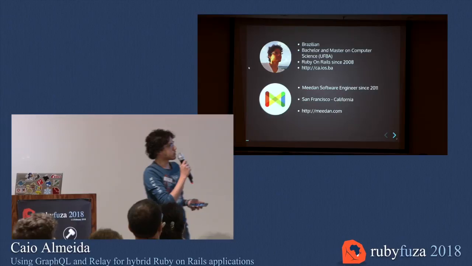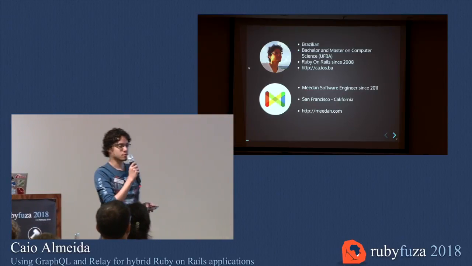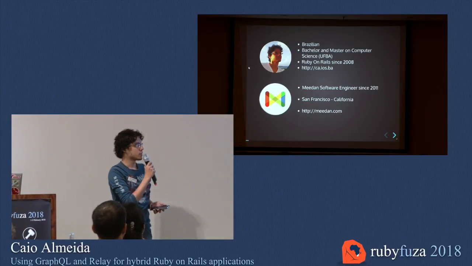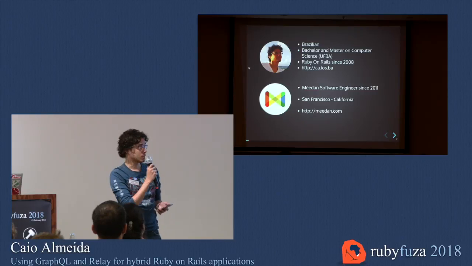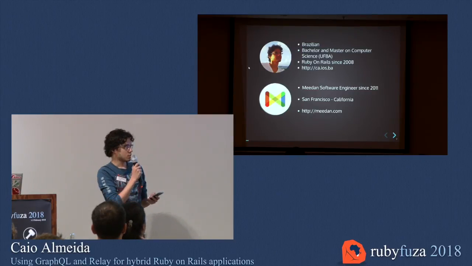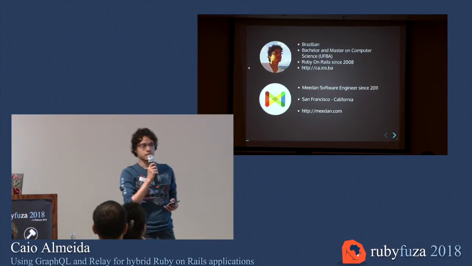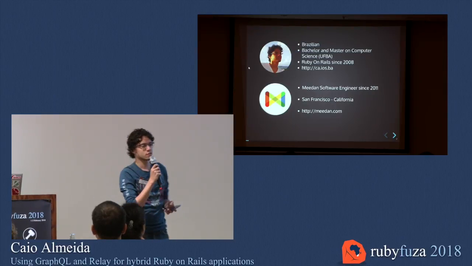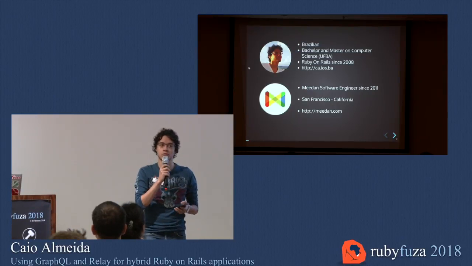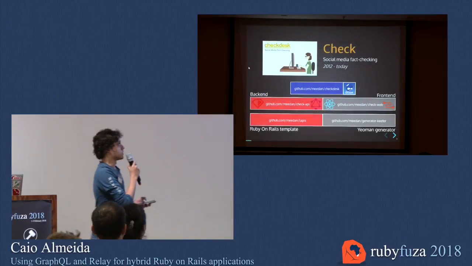I work for a company called Meedan in San Francisco, where I've been an engineer since 2011, and have been working with Rails there since 2014. So it took me 3 years to convince them to migrate.